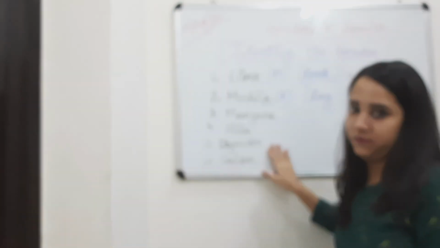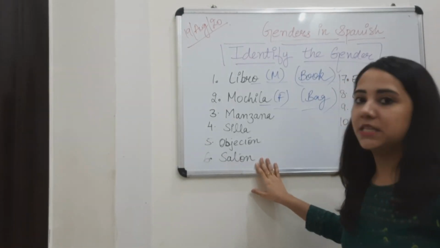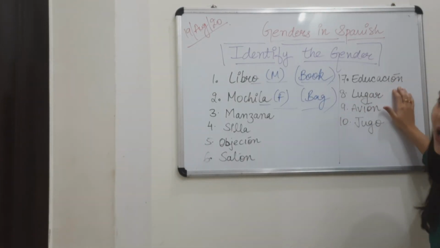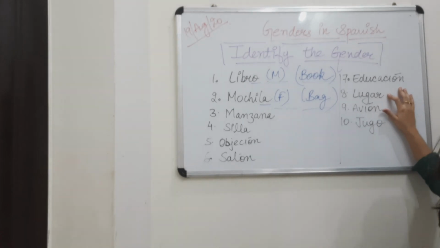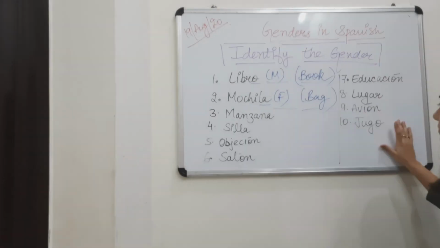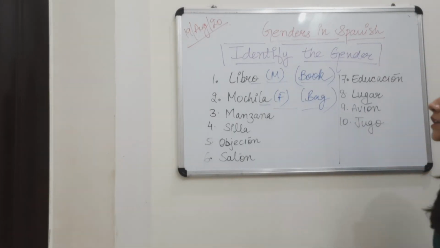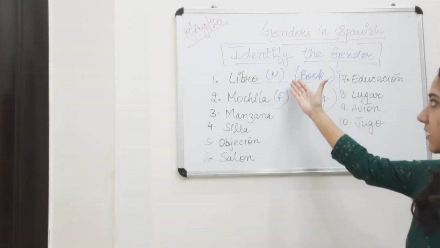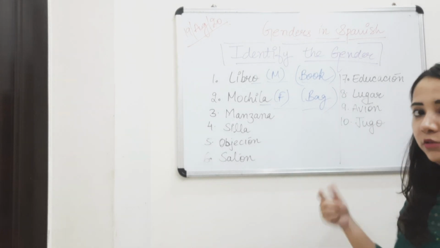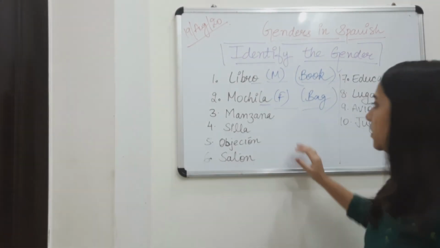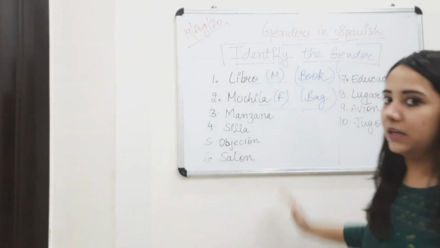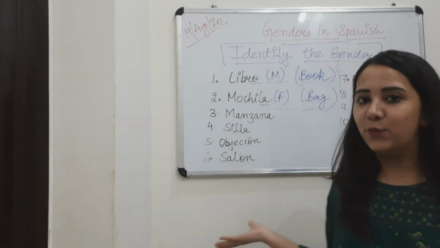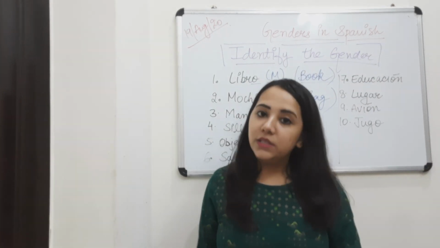Then objeción, salón, educación, lugar, avión, jugo. Now you will write down the gender, whether it's masculine or feminine, or if it's neutral, you will write down N. Okay, so do it by yourself. This is just 10 words. Do this activity.